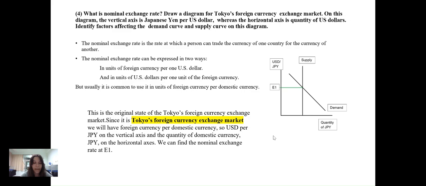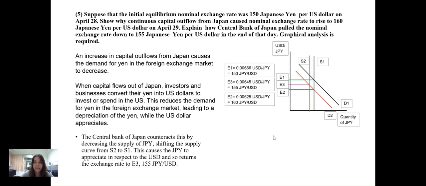Okay. And as for the graph, this is the original state of Tokyo's foreign currency exchange market. And since it is Tokyo's foreign currency exchange market, we will have foreign currency per domestic currency. So the US dollar per Japanese yen on the vertical axis and the quantity of domestic currency, Japanese yen, on the horizontal axis. We can find the nominal exchange rate at E1. Okay, moving on.